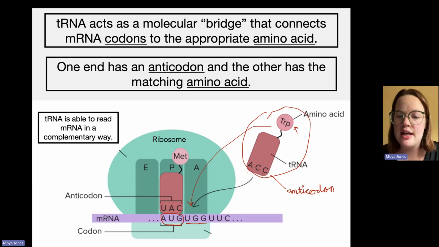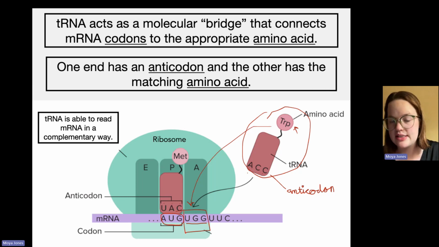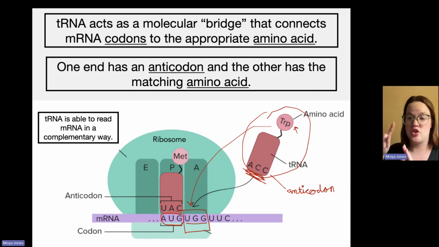Now remember, mRNA is what codes for the codon. That is the code. That's what you're going to put into the chart every single time. mRNA is the instructions, all right? tRNA is just used to connect to those instructions. So you never put the tRNA anticodon in the chart. You only ever put the codon in the chart.